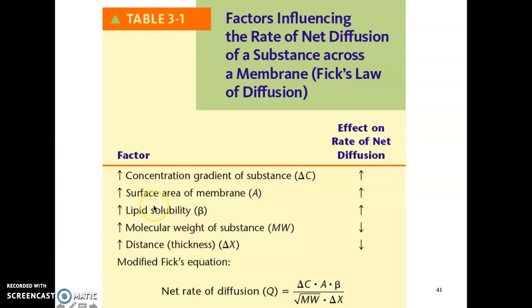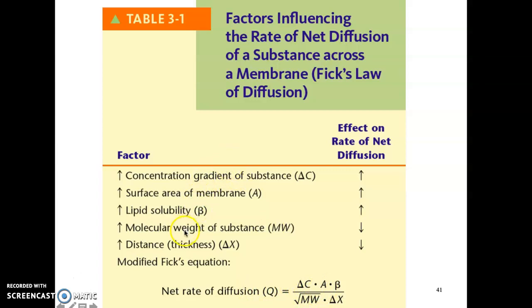If it's lipid soluble, well, we just heard, right? If it's lipid soluble, it's going to be able to cross pretty quickly. If it's less lipid soluble, then it's going to have more trouble. So those three are going to be placed here above my line, because the effect they have on the rate of diffusion is that they increase it. It's a direct relationship between the rate and those three variables.